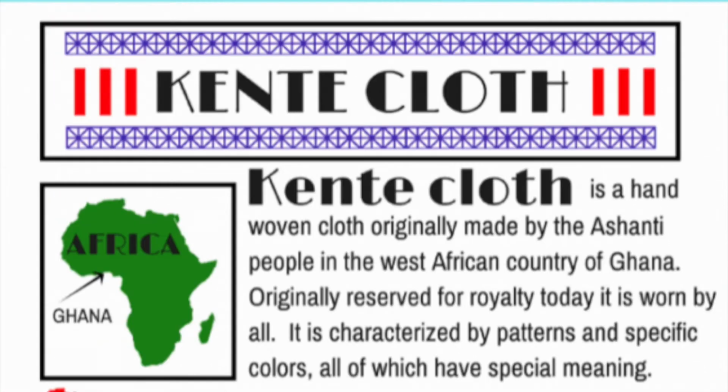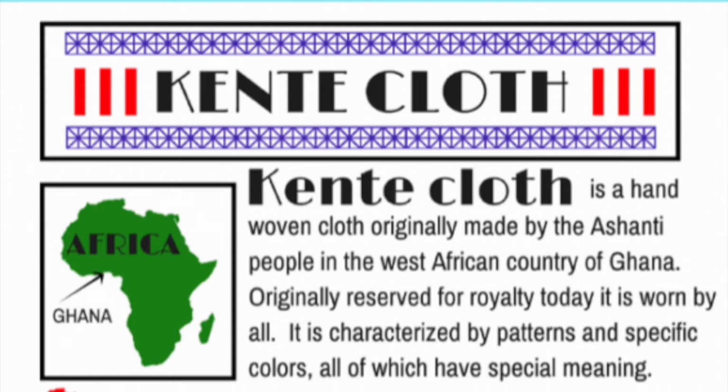So together we can read about the Kente cloth. It's a hand-woven cloth originally made by the Ashanti people in the West African country of Ghana. Originally reserved for royalty, today it is worn by all. It is characterized by patterns and specific colors, all of which have special meaning.